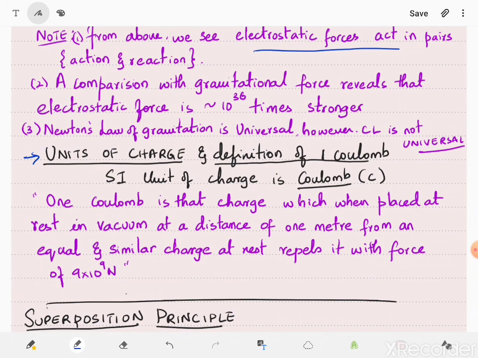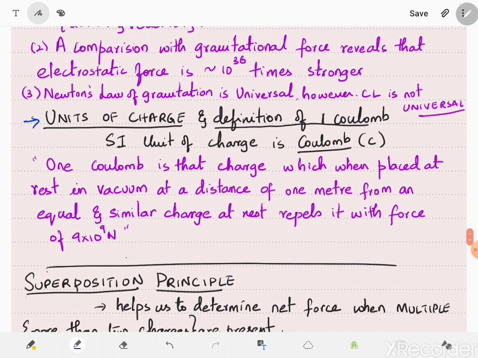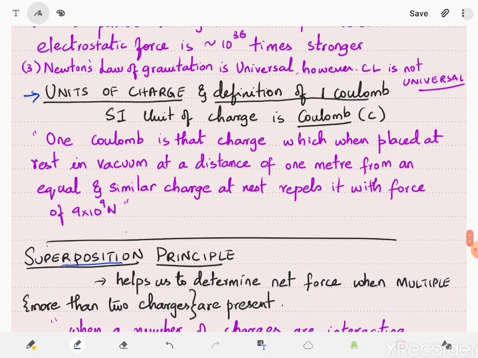An addition to Coulomb's law is made by considering the concept of superposition principle. What is the superposition principle all about? It helps us to determine the net force when multiple charges are present. What do you mean by multiple? That is more than 2 charges. So far, we've been restricting ourselves in Coulomb's law by just considering 2 charges at rest. Now there arises another important question. What happens if we have more than 2 charges? That's where the concept of superposition principle comes into picture.